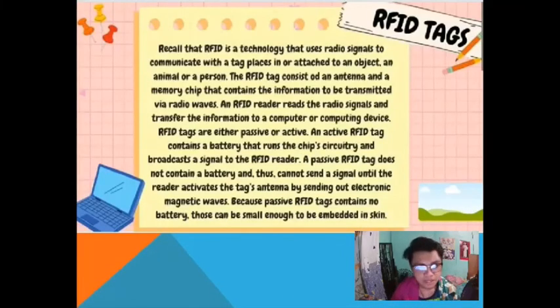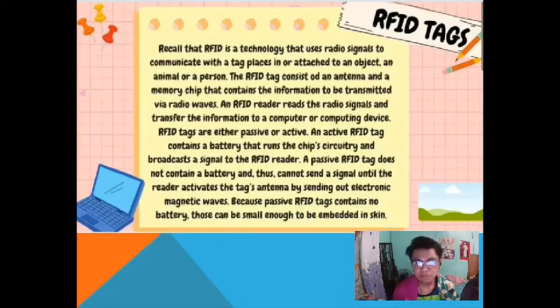Moving on to RFID tags. RFID, meaning radio frequency identification, is a technology that uses radio signals to communicate with a tag placed in or attached to an object. The RFID tag consists of an antenna and a memory chip that contains information to be transmitted via radio waves. An RFID reader reads the radio signals and transfers the information to a computer or a computing device.